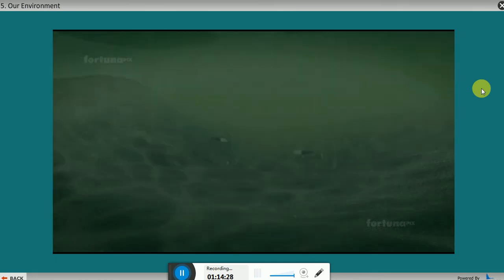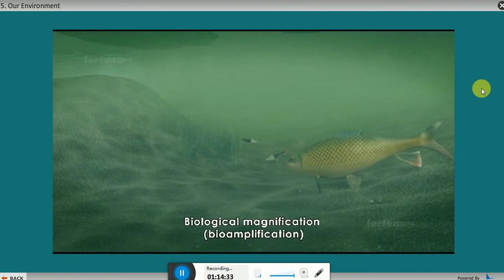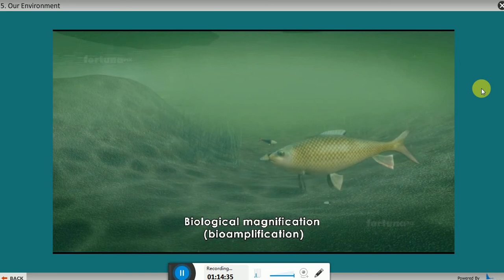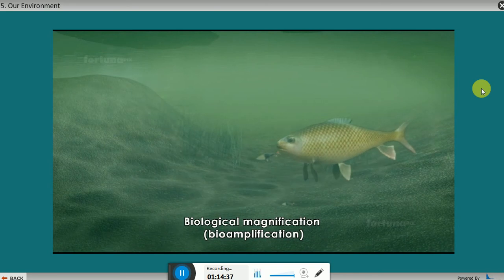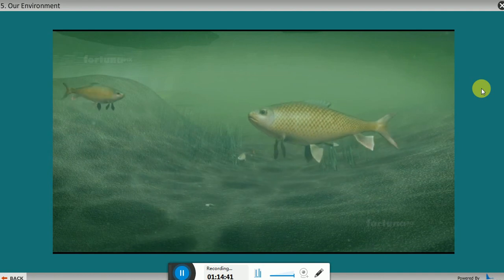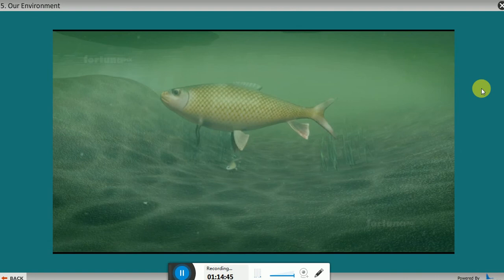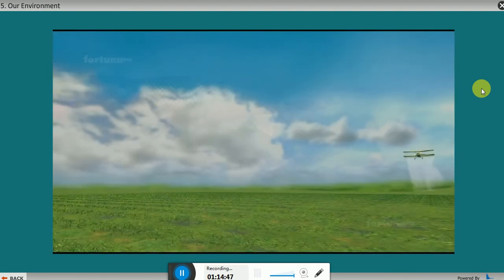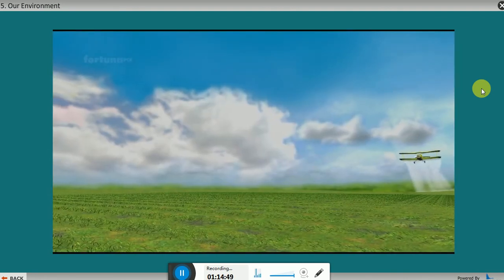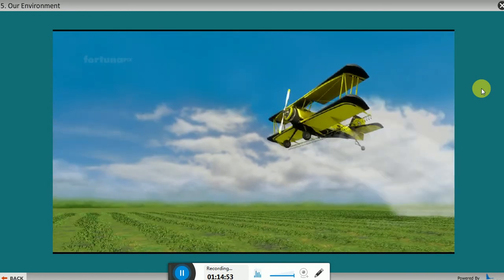Biomagnification, also known as biological magnification or bioamplification, is an increase in the concentration of a certain substance in the bodies of organisms moving through the trophic levels of food webs. This can be seen in DDT, a now banned agricultural pesticide, as it is sprayed across a field of crops.